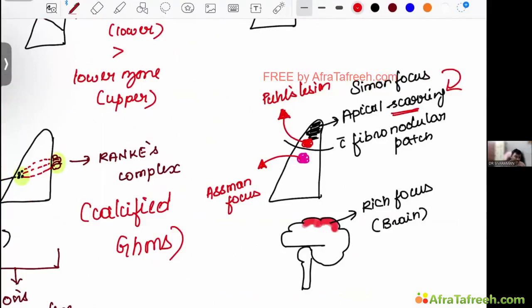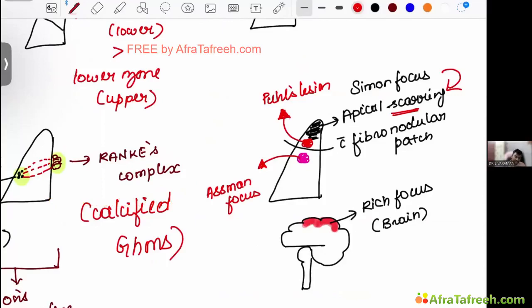See, everything will not occur in every patient, right? These are different findings you get to see. You might get, you may not get. All findings will not be present in every patient, right? These are a few things which can be seen in a few patients. Assmann is infraclavicular.